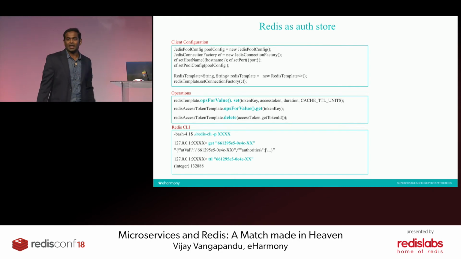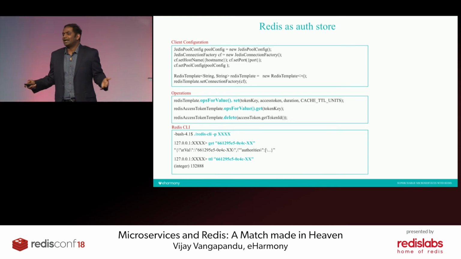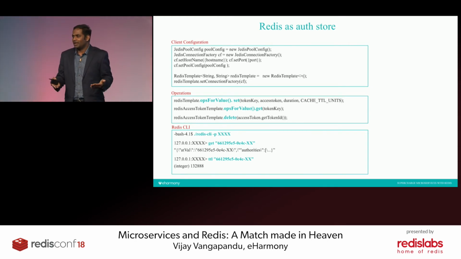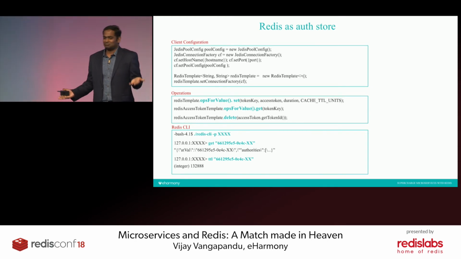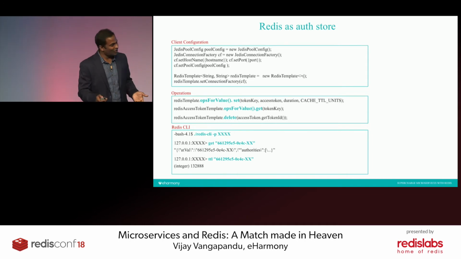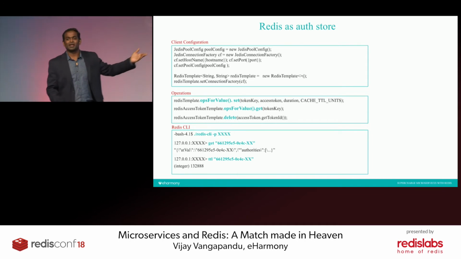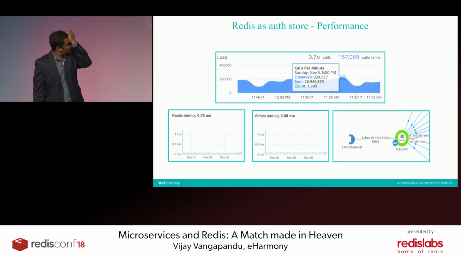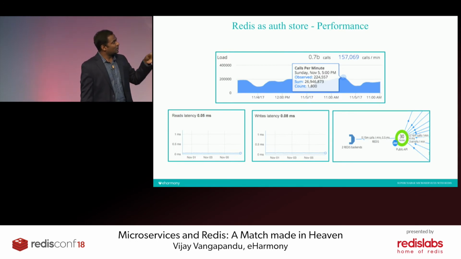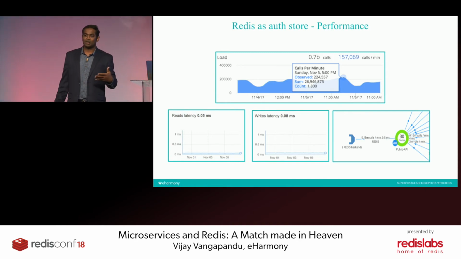As for Redis CLI, in the dev environment you can go and play with it. In production and QA environments, they don't give you access; they lock it down. But it's a nice thing to play with. Right now, the load is a little bit more than that, about 200,000 calls per second.